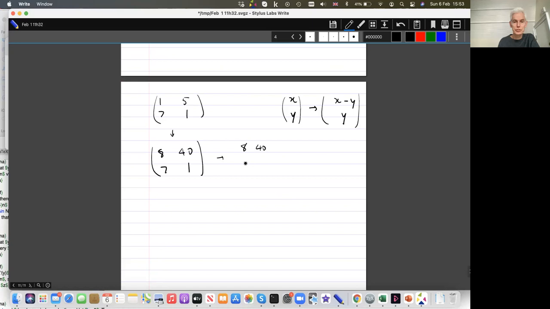8, 40, 14, 2, and then I can subtract 7 from this column and 1 from this column, and then I'll get down to 1, 7, 39, 1, and sure enough I've subtracted this row from this row. Not exactly a better position than I was before, because here I had 1, 5, 7, 1, but I'm not claiming that that's going to be better necessarily.